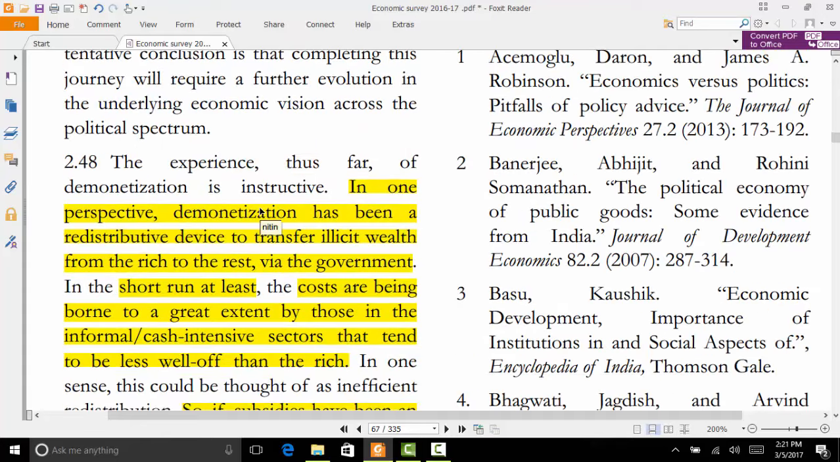Then they bring the perspective of demonetization, that this has been a redistributive device to elicit wealth, because they've seen why people had been supporting. Now, who were the people supporting the demonetization? Even the poor people were supporting, right? Why? They felt it's a way to curb black money. They felt once the black money is curbed, this money will be redistributed among the people, poor people basically. So even the support has come from the poor. This is the reason why.